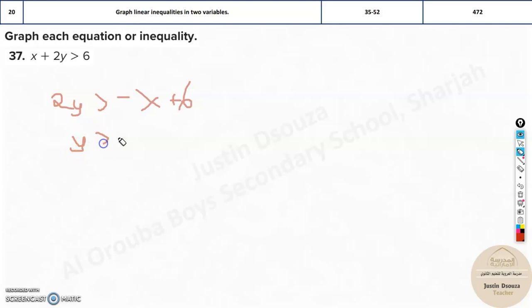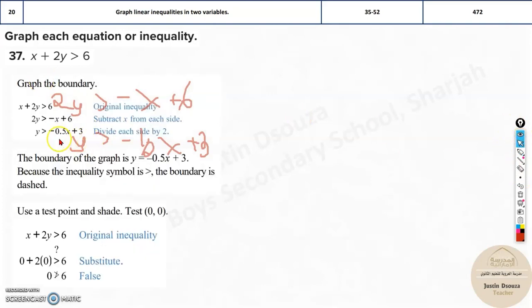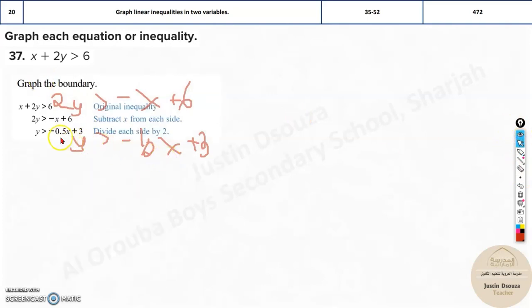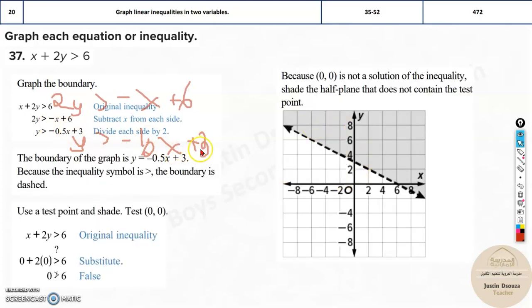You will get y greater than -half x plus 3. So this would be the equation. See, half is -0.5, minus half is 0.5, and then plus 3. Now in this graph you can see plus 3 over here. Yes, it's negative, it's downward, slope is half.